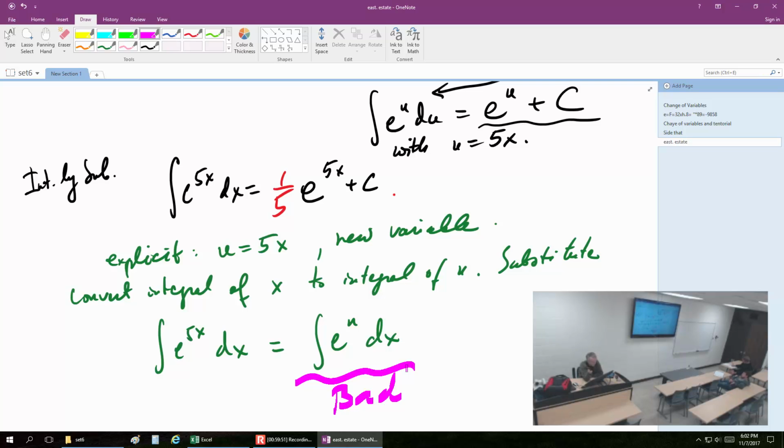So we haven't converted the integral to u yet, because dx is still there. In terms of x, you need to put it in terms of u. Yeah. And that's where you get your 1/5 from, isn't it? That's right. That's exactly what's going to happen.